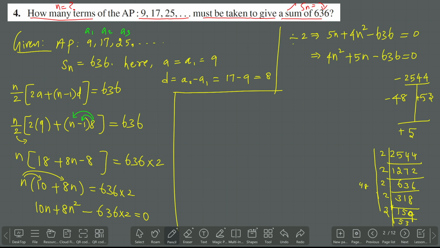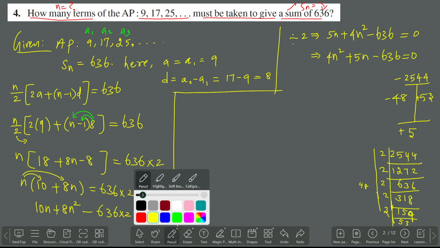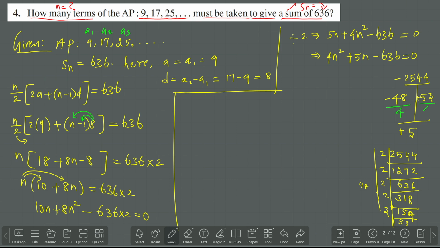When you add, you will be getting plus 5. What is the coefficient of n square? That is 4. You divide by 4 on both sides. Here it's possible: one time, how many? 12 times. The other side is not possible, leave it.